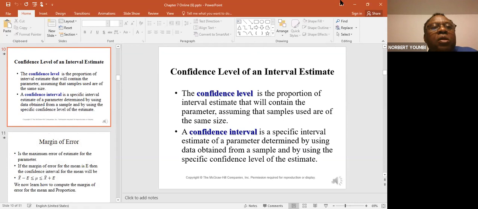The confidence level in estimating an interval is the proportion of interval estimates from samples of the same size that will actually contain the parameter. So the confidence interval is an interval estimate which is computed using a confidence level.